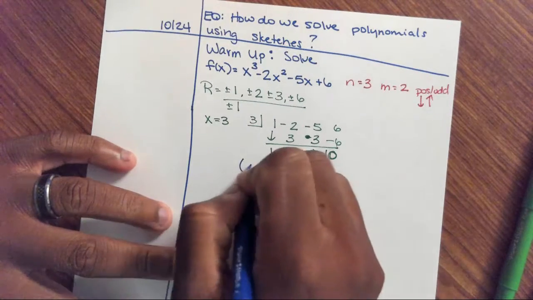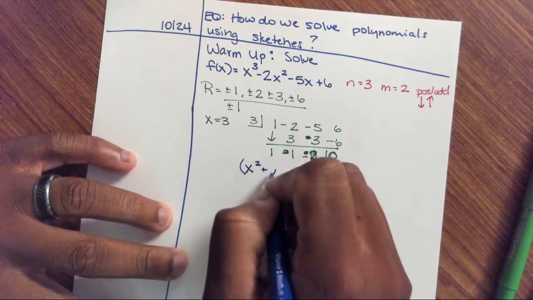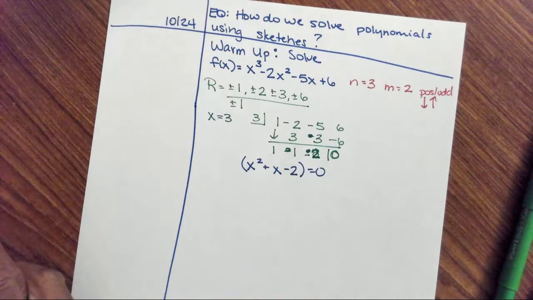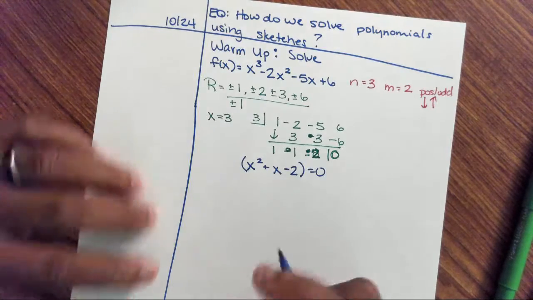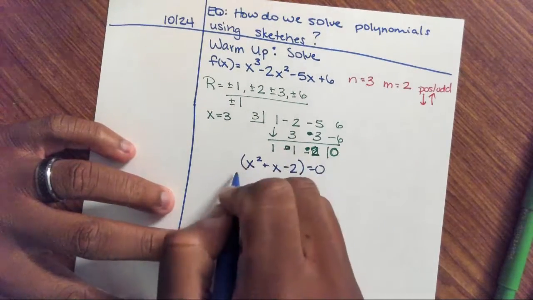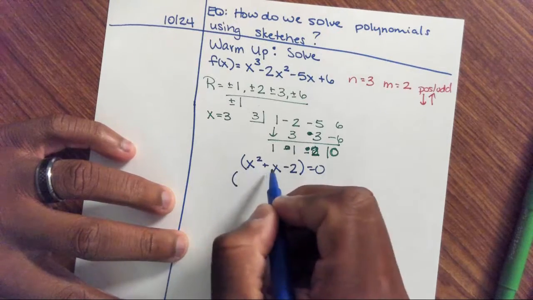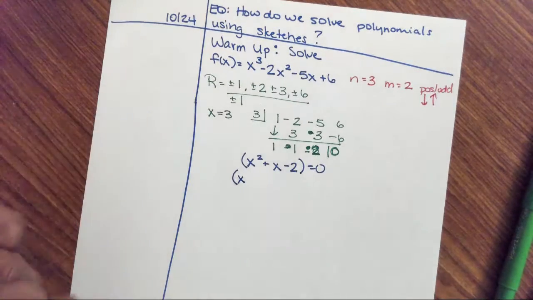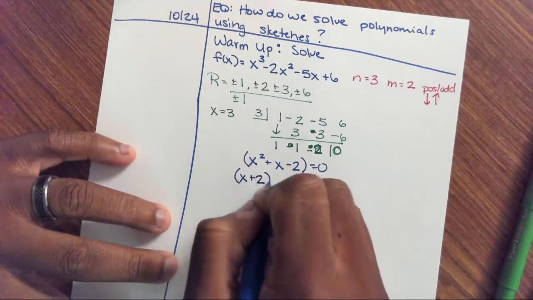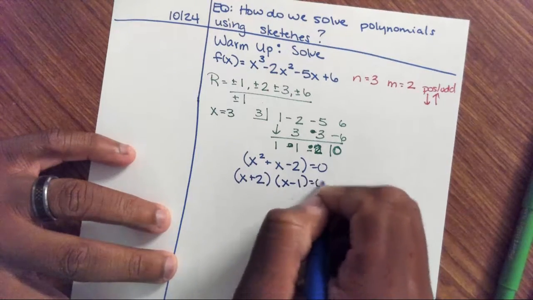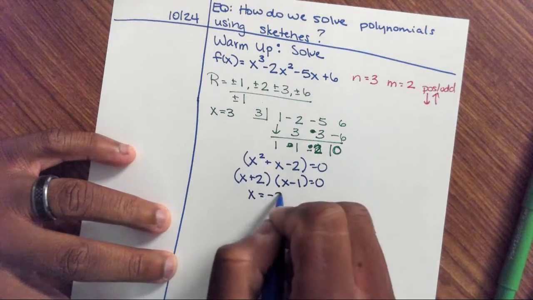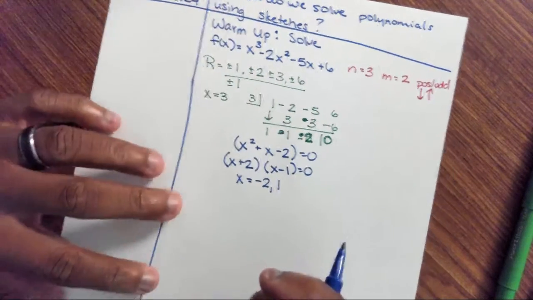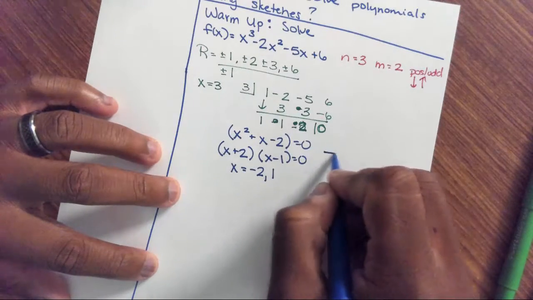You're left with the quadratic x squared plus x minus 2 is equal to 0, right? How do you factor x squared plus x minus 2? What are the factors of negative 2 that add to 1? Thank you. 2 and negative 1. So x plus 2, x minus 1 is equal to 0, which means x is equal to negative 2, and 1 is the last two solutions, right? So there are your 3 solutions. Put them on your number line.